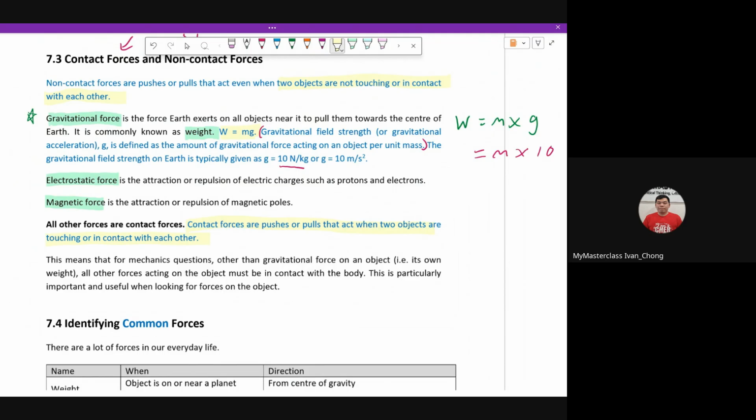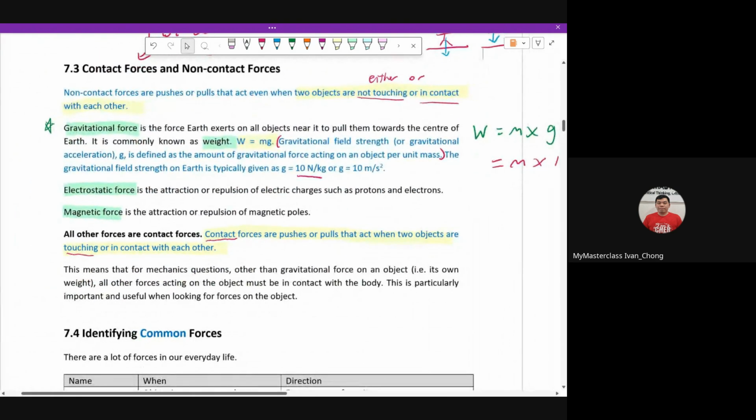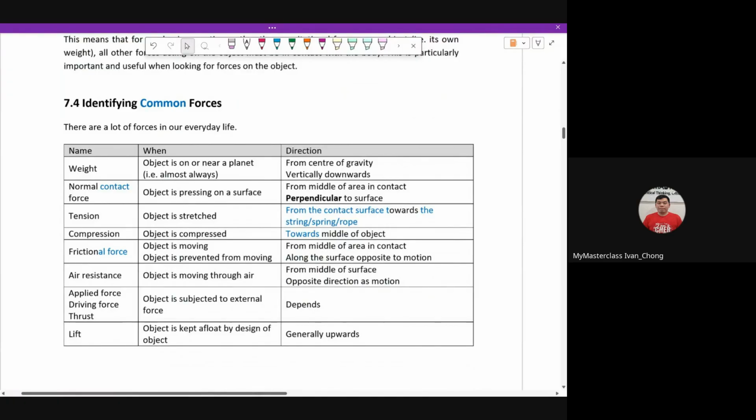As the word contact means, you must touch. For non-contact, you don't have to touch, or you can touch. So this is more of an either-or scenario for your non-contact force. Because if you think about it, when you're standing on the ground, you have your weight pulling you down. If you are in the air, you also have weight pulling you down. So the weight doesn't actually matter if it's touching you or not. It will just pull you downwards, because even though you're not touching, the earth will actually still pull you down based off gravity.